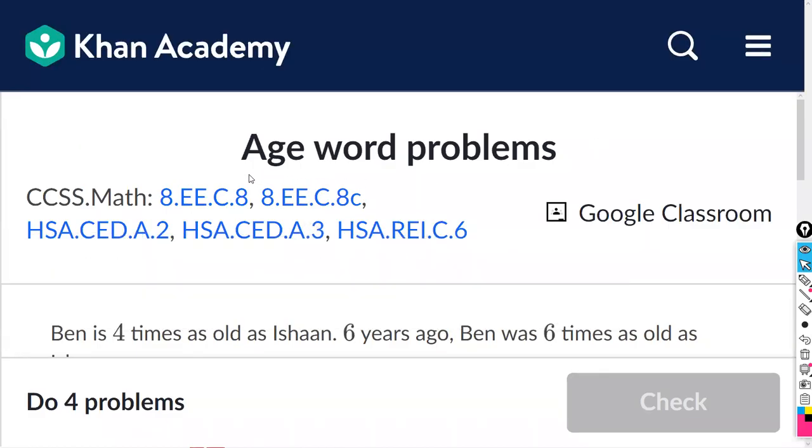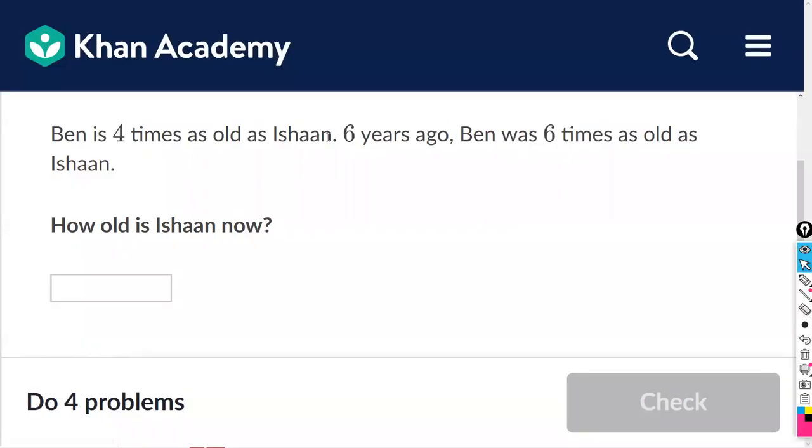This will be for the Khan Academy exercise age word problems. So it says Ben is 4 times as old as Ishaan. 6 years ago, Ben was 6 times as old as Ishaan. How old is Ishaan now?